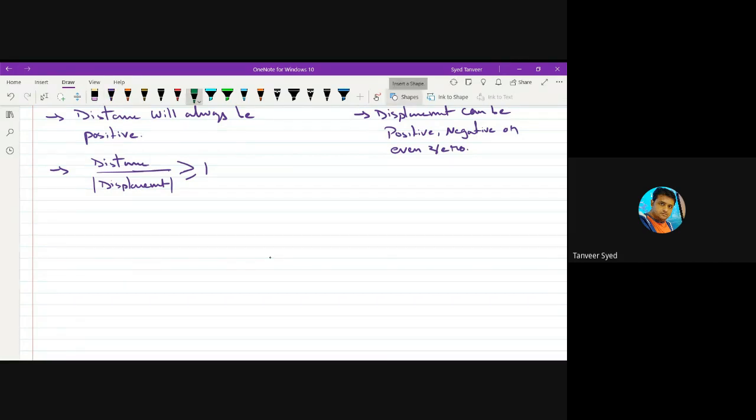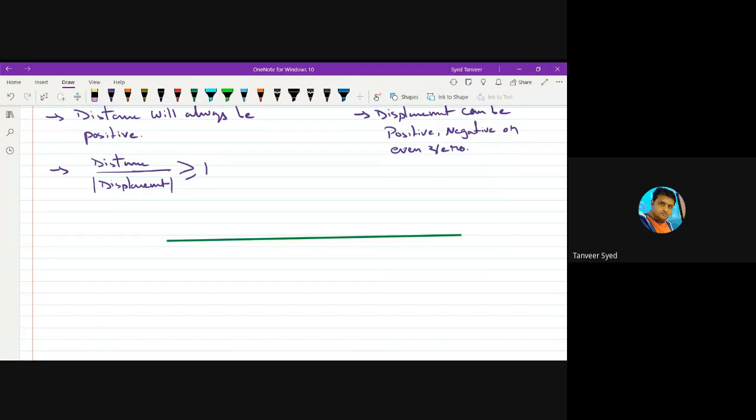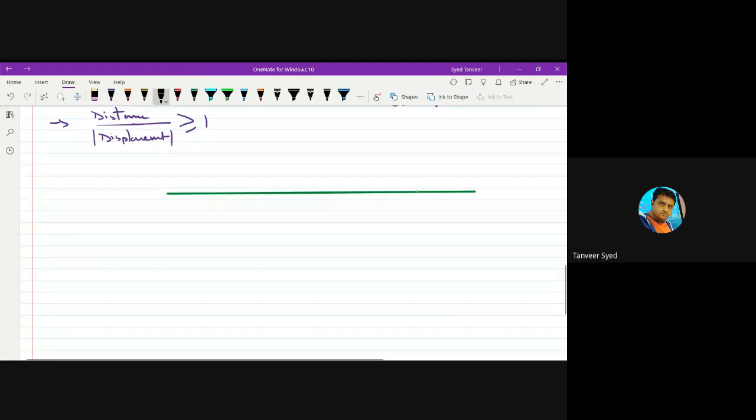Suppose this is x-axis, this is the origin, this is 10 meter, this is 20 meter, this is 30 meter, this is 0, this is point O, A, B, C, this is minus 10 meter, minus 20 meter, minus 30 meter. This is point D, E, and F.